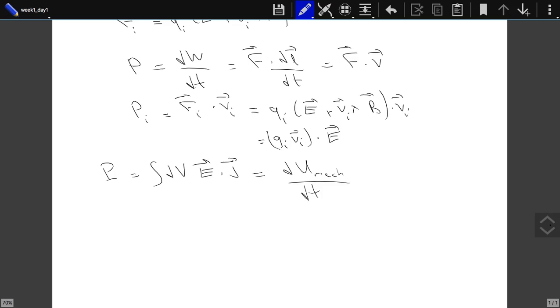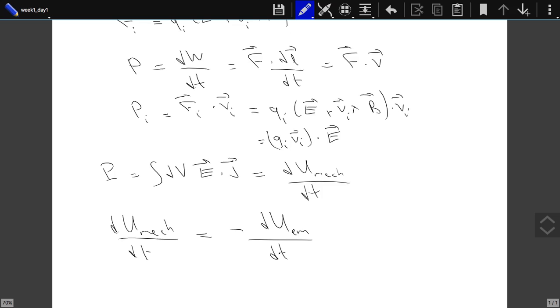So what I would like to do is express this thing. I know that it's equal to the power, it's equal to this integral, but this integral already depends on the electric field and also the point charges. I would like to write this as minus dU_em divided by dt. This is what I'm hoping to do.